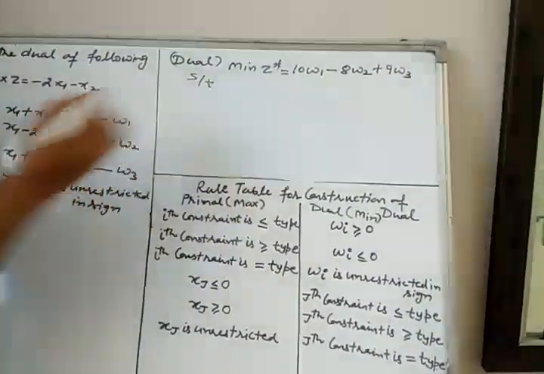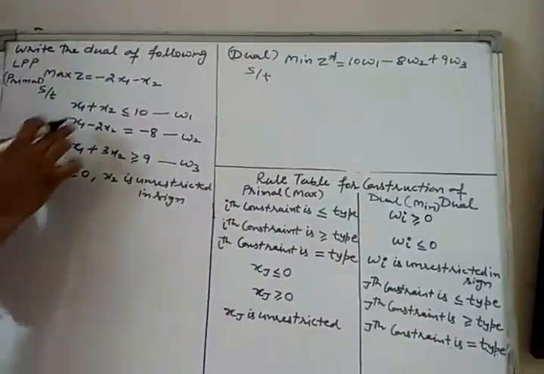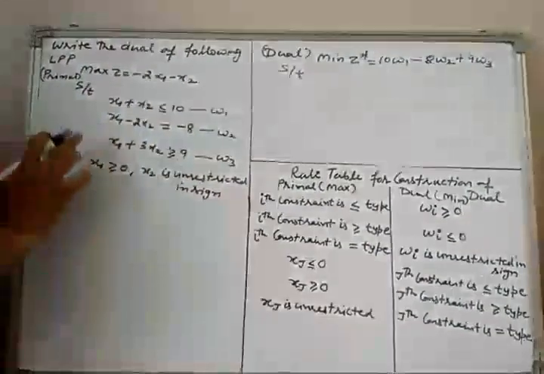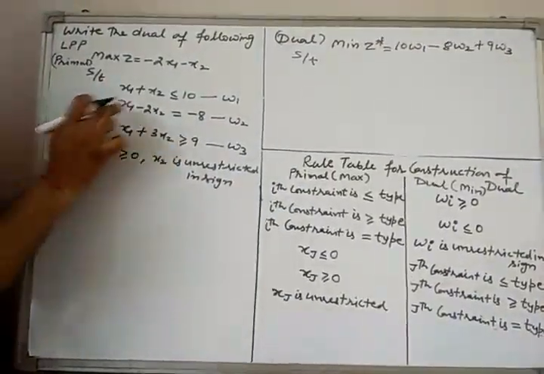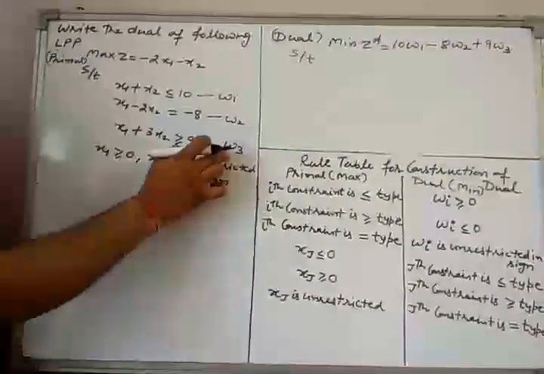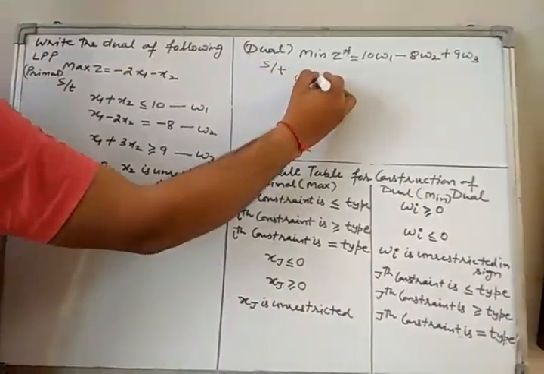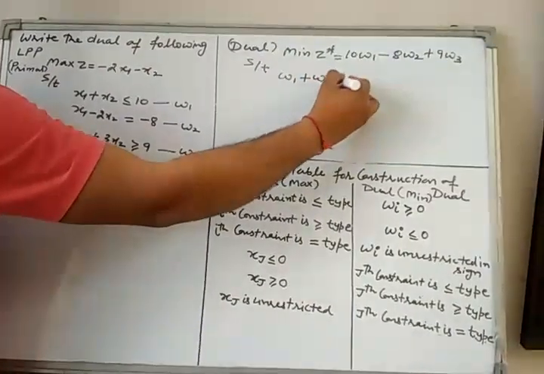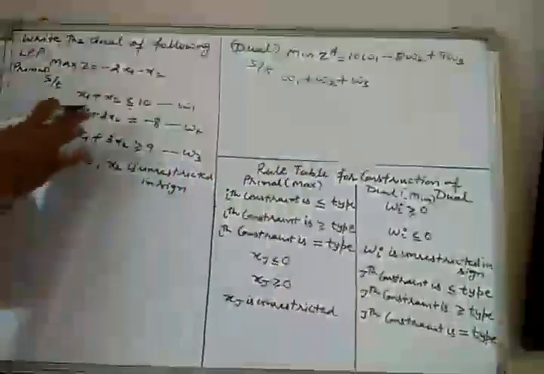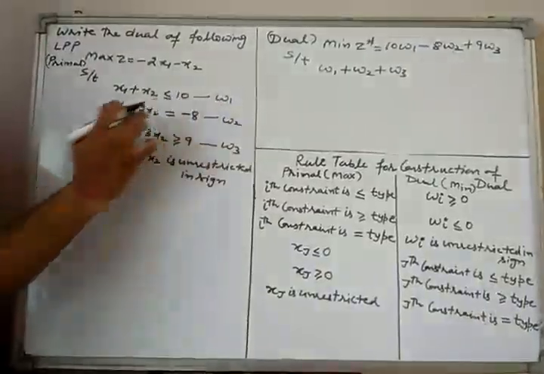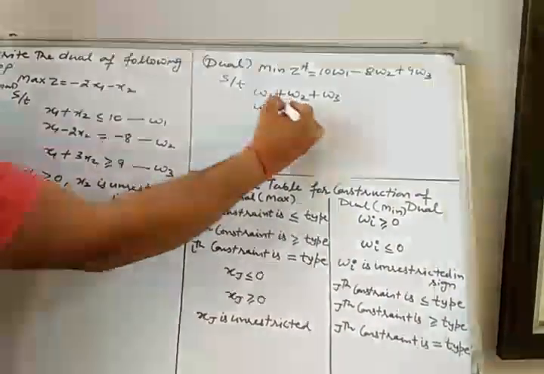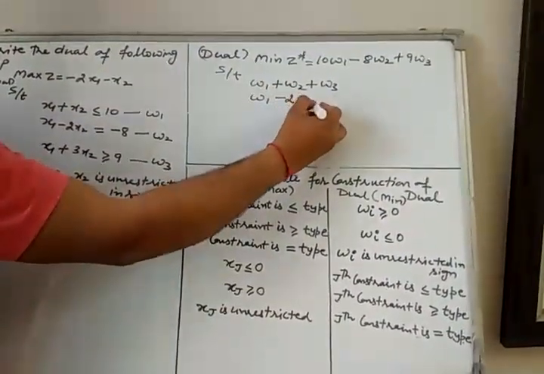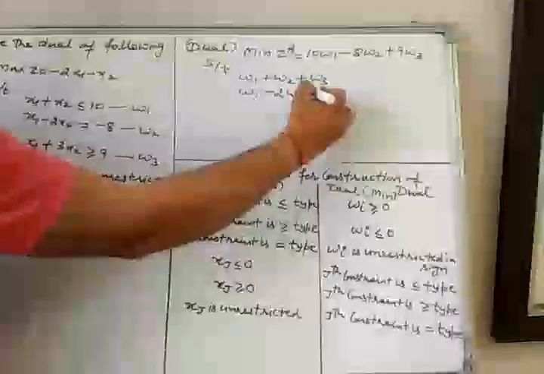Subject to the constraints. Now we take the transpose of the coefficient matrix. We write directly: W1 into 1, W2 into 1, plus 1 into W3. This becomes W1 plus W2 plus W3. The second constraint is 1 into W1 minus 2 into W2 plus 3 into W3.